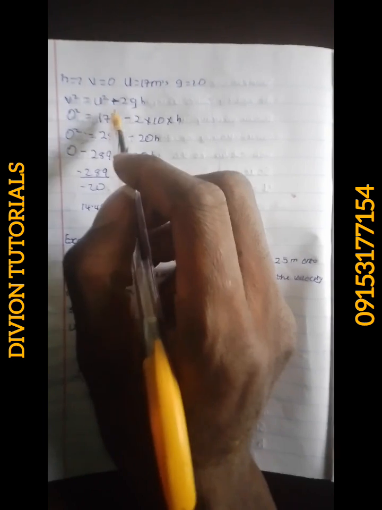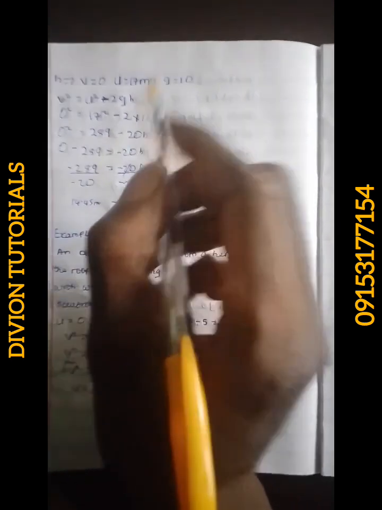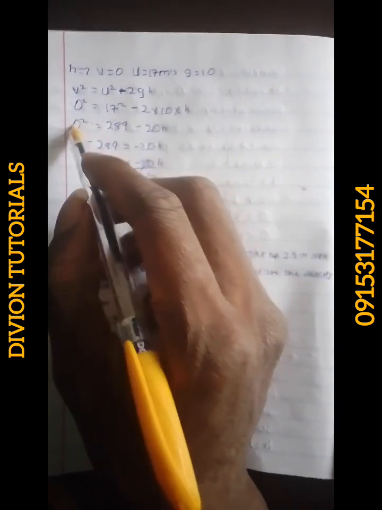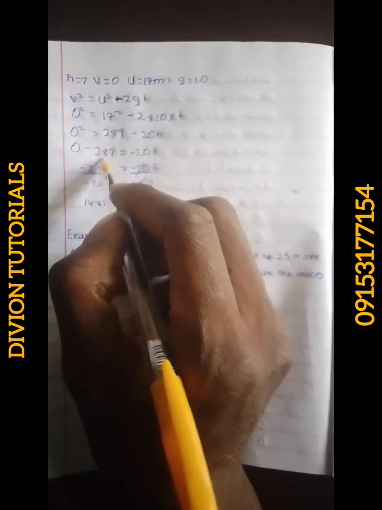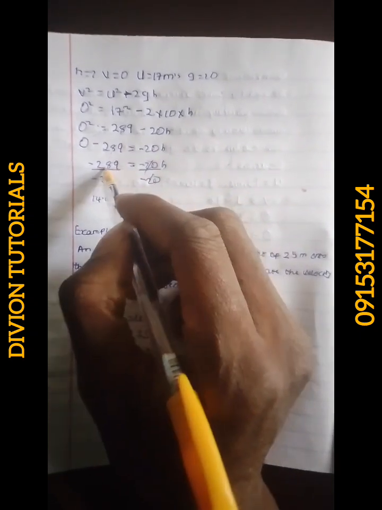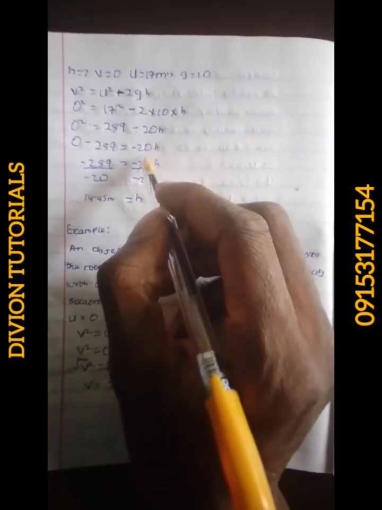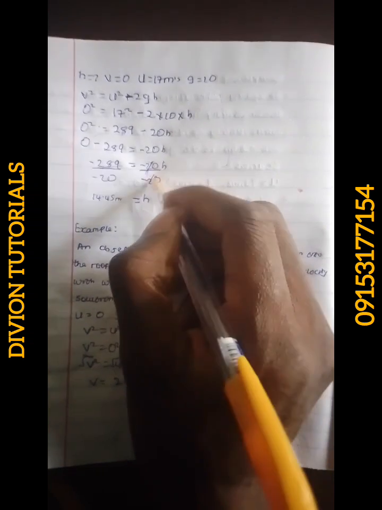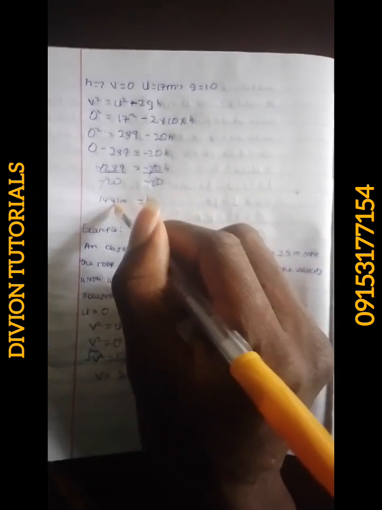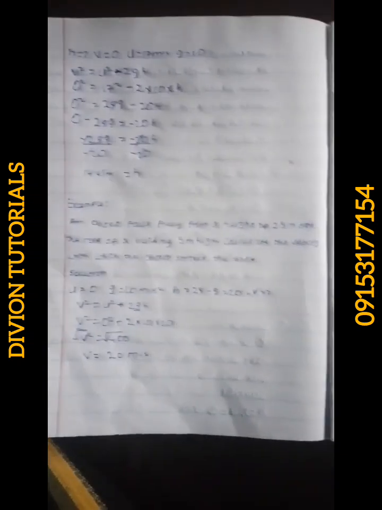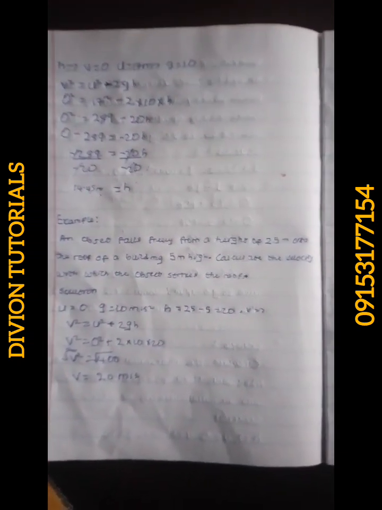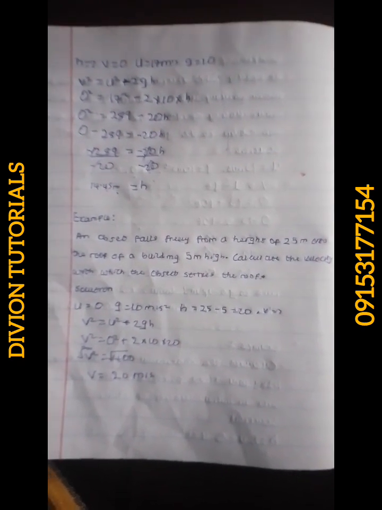So 0 square is equal to 70 square, which is 289, minus 2 times 10, 20h. So this 289 will come here. 0 square is still the same thing as 0. 0 minus 289 is equal to minus 20h. Minus 289 divided by minus 20. You divide both sides by minus 20. Minus 20 will cancel minus 20. Minus will cancel minus. Once you divide it, you get your height as 14.45 meters. Very simple, especially if you have watched the video on linear motion. This will be very, very simple for you.